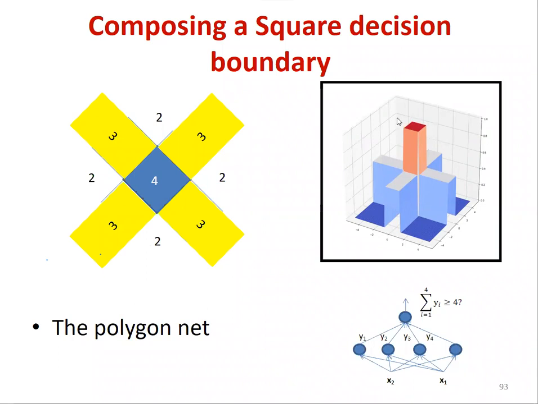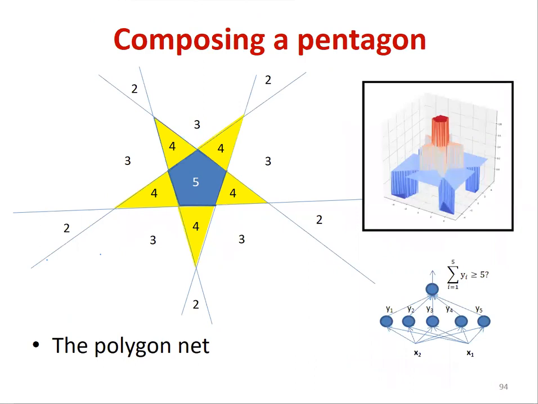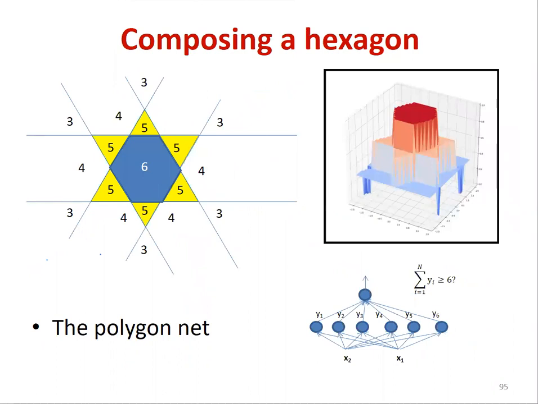decision boundary. Suppose I want a pentagon. Then the sum is going to be 5 inside the pentagon. It's going to be 4 in these triangles. It's going to be 3 in these regions. It's going to be 2 in these corner regions, right? So if you look at the sum of the outputs of these neurons, it's going to be like so. If I use a cutoff of 5, threshold of 5 in the output neuron, it's going to give me this pentagon. If I have a hexagon with 6 neurons in the first hidden layer, then this is what the sums are going to look like. It's going to be 6 in here. It's going to be 5 in these yellow regions.